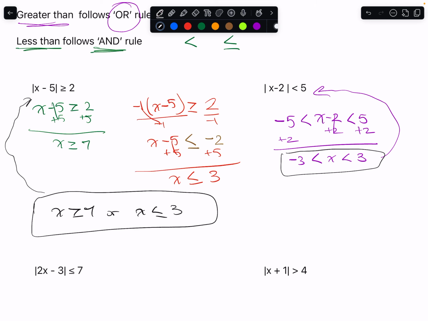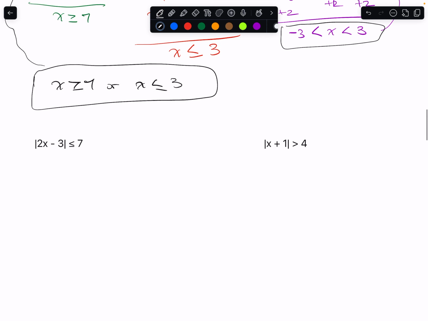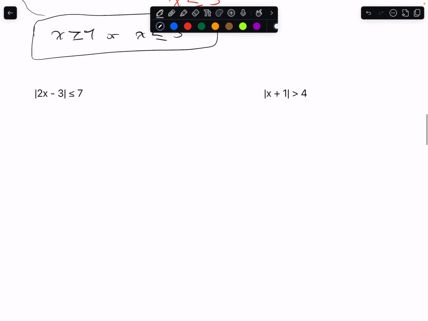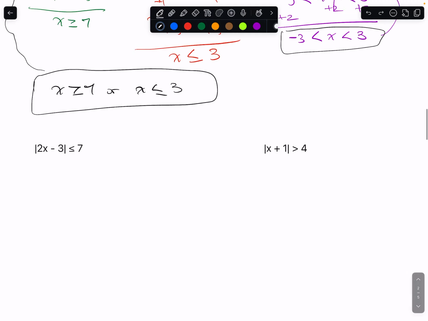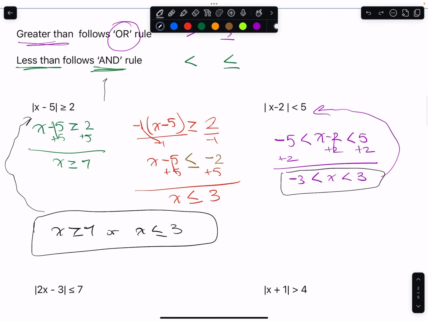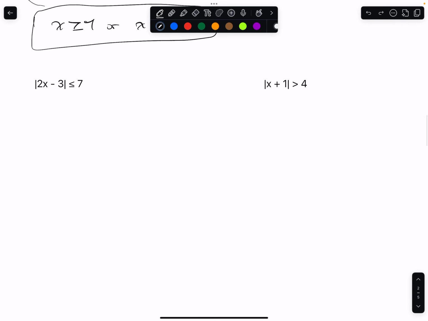Right? Let's do the next one. Here we have it again. We see an equation in this one where it is first our less than sign. Less than follows which rule? And means we work on both positive and negative.